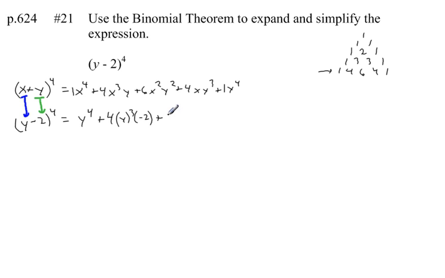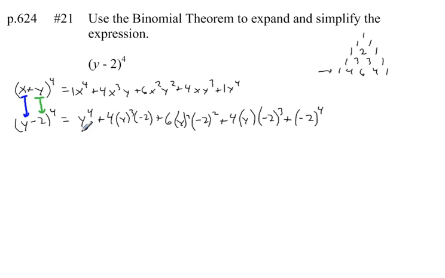Plus, my third term now, I'm going to say 6 times, instead of x squared, we're going to say y squared, and instead of writing y squared, we're going to say minus 2 squared. Plus, my next term, 4 times, instead of writing x times y to the third, I'm going to say y times negative 2 to the third. And my last term, instead of saying y to the fourth, we're going to say negative 2 to the fourth power. So in that step, we substituted everywhere we had an x, we substituted a y. Everywhere we had a y, we substituted minus 2.